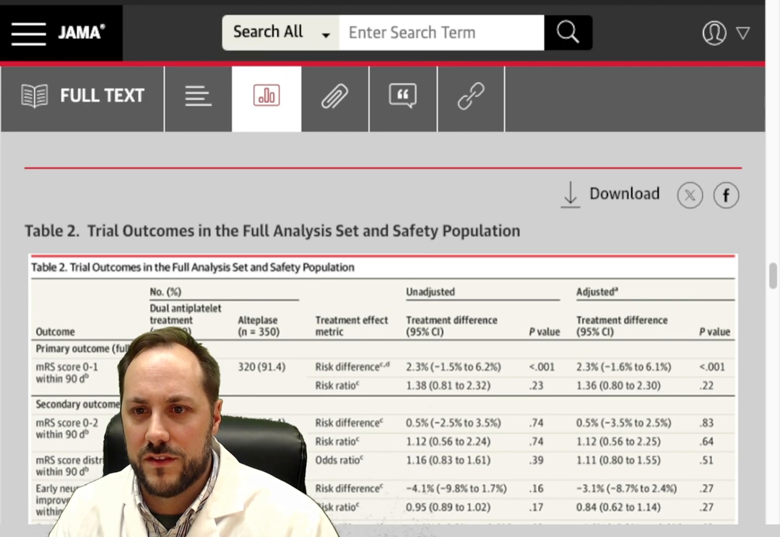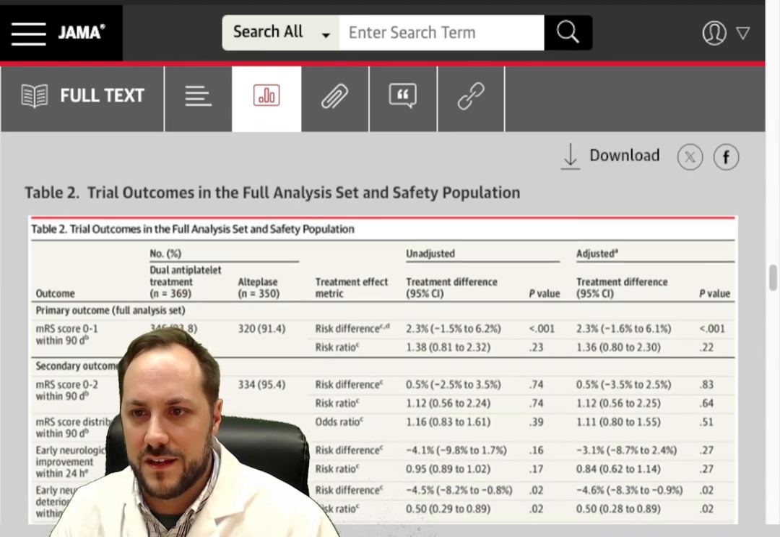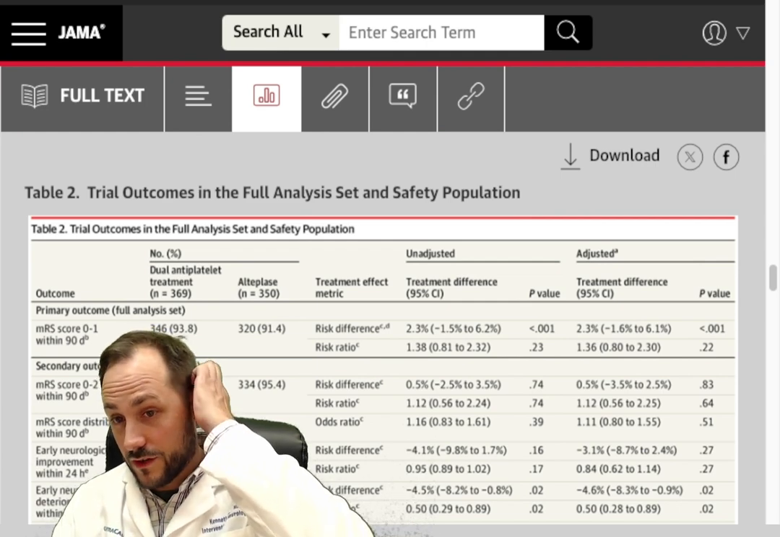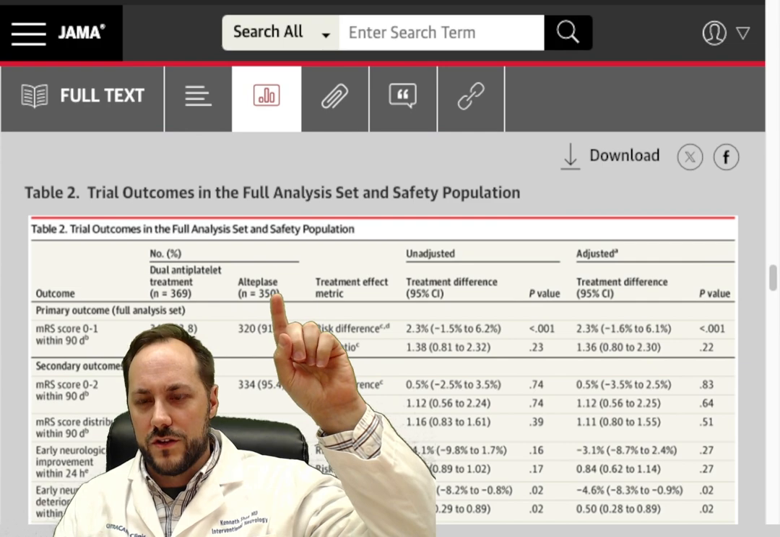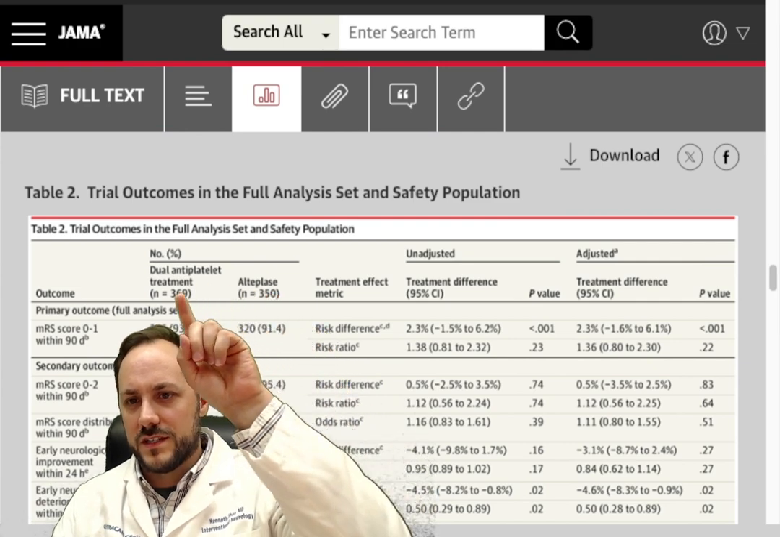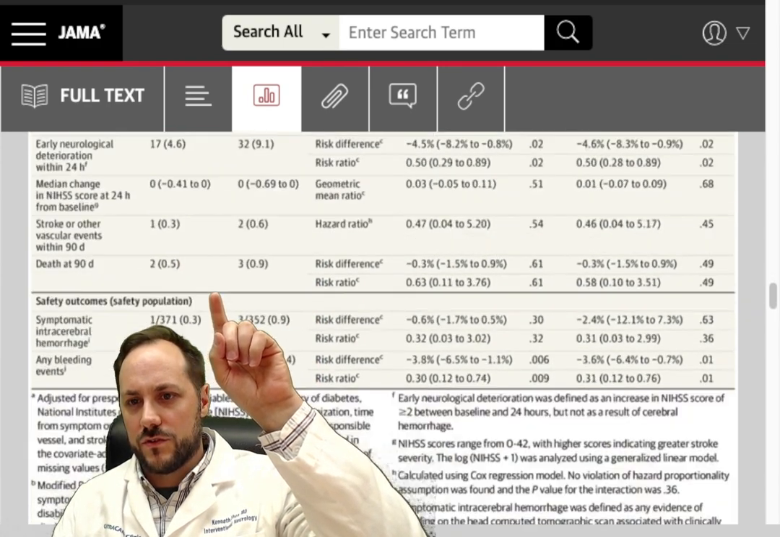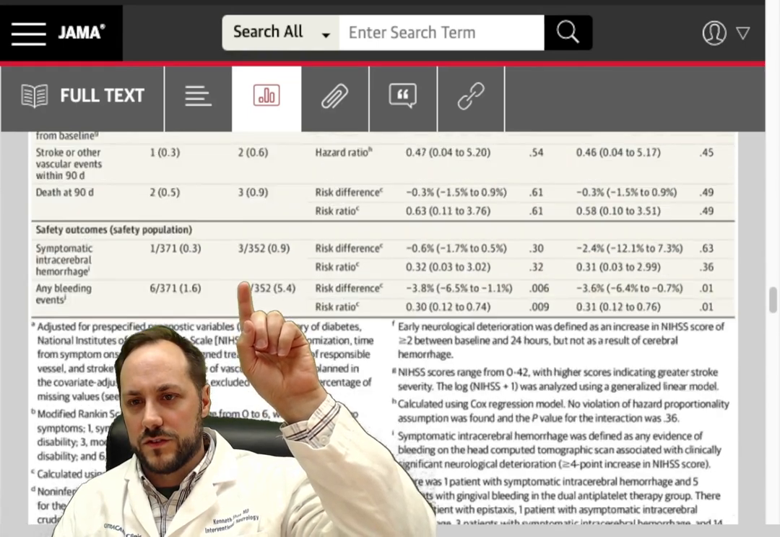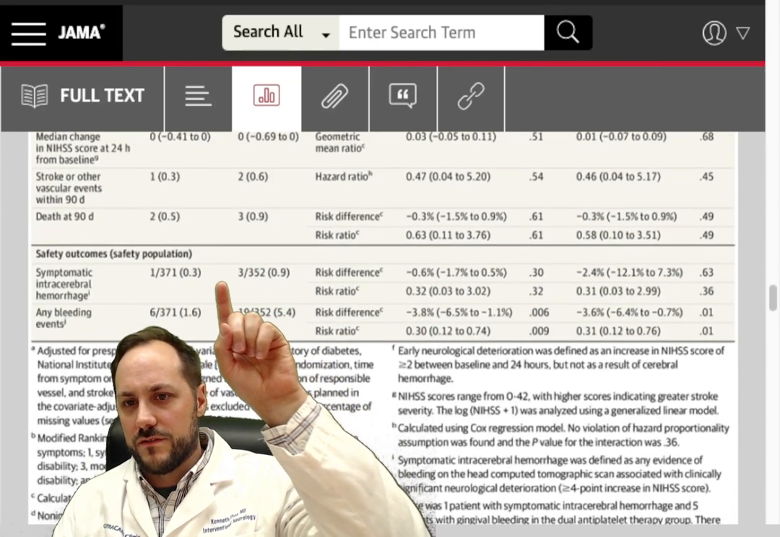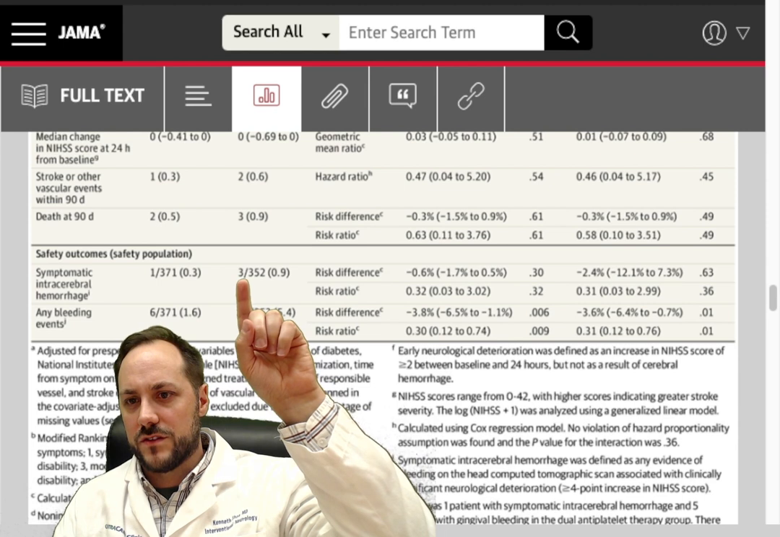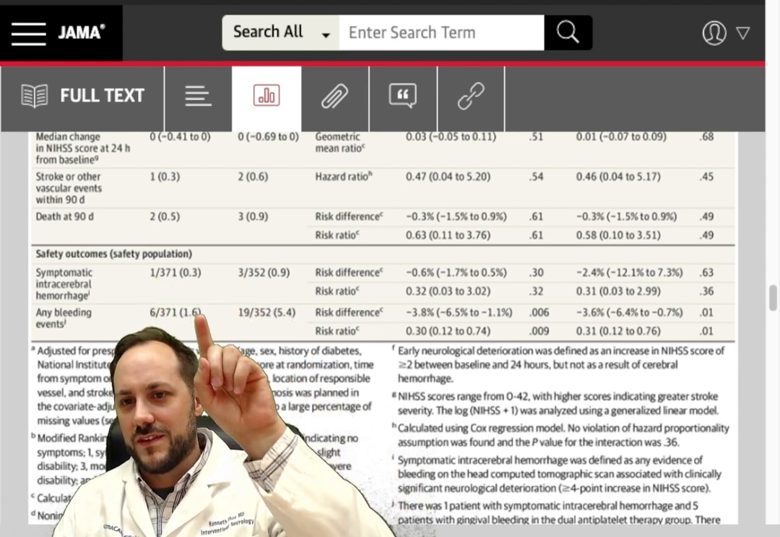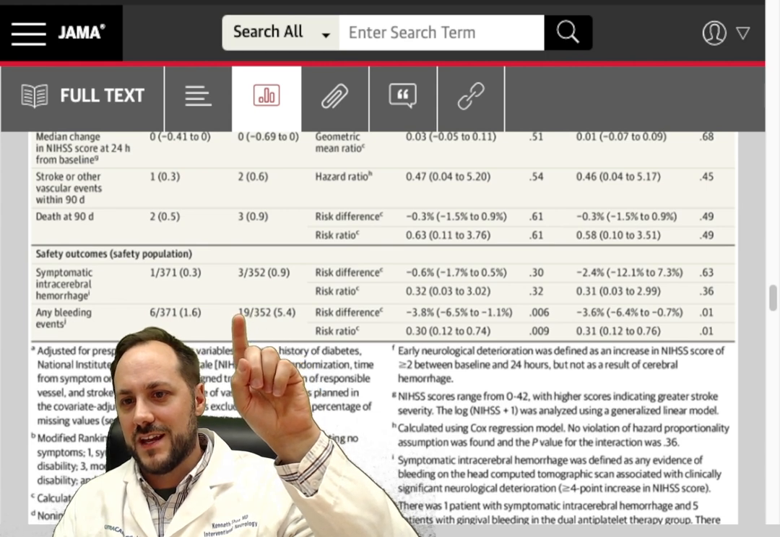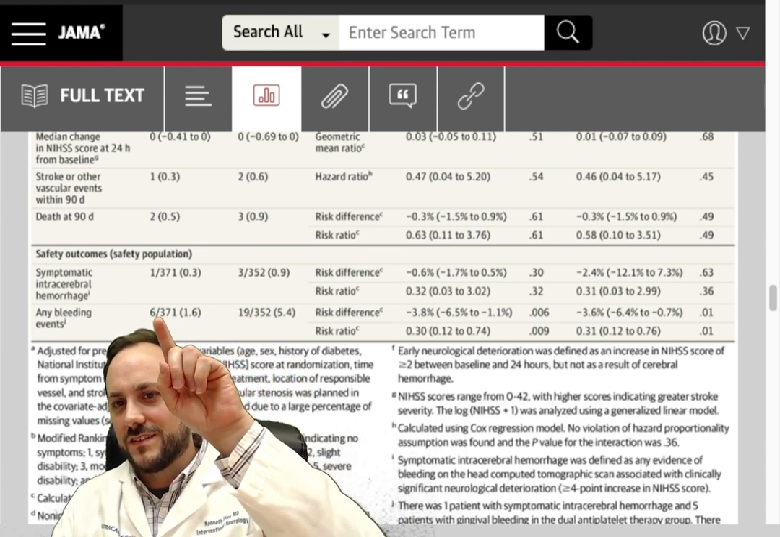Okay, and then the most relevant part to this video would be the safety and the complications. I just want to point out, I can't figure out how to get a pointer on here. So you have alteplase and then dual antiplatelet, and then we'll just scroll down. So then you have symptomatic intracerebral hemorrhage, alteplase 3, and then you had 1 dual antiplatelet, and then any bleeding event, alteplase 19, and then you had 6 any bleeding event.